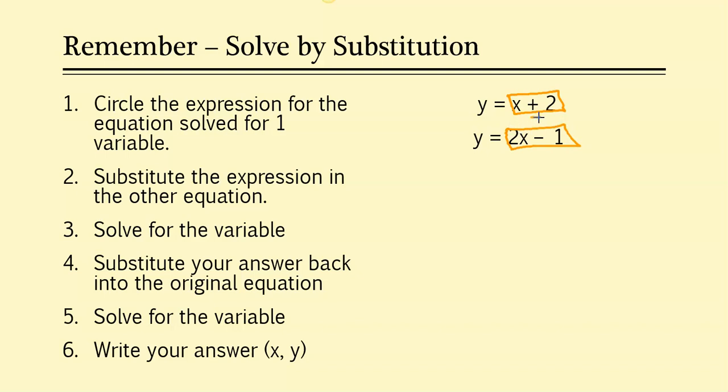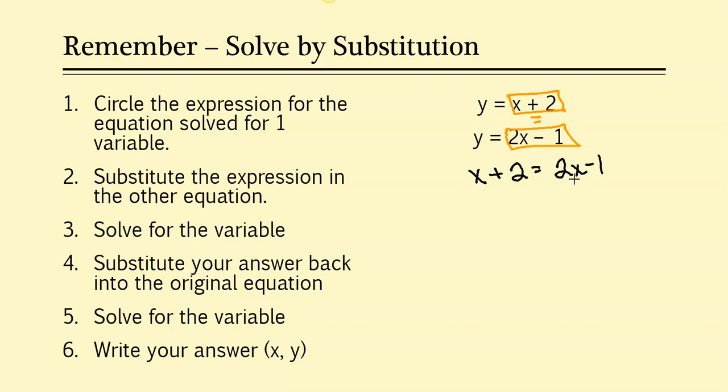So what we're going to do is simply set these two equal to each other because they're both equal to y. So since I'm going to just set them equal to each other for step number 2, the substitution is simply going to be x plus 2 equals 2x minus 1. All right. Now we're going to solve for the variable. So we have x that we're solving for.